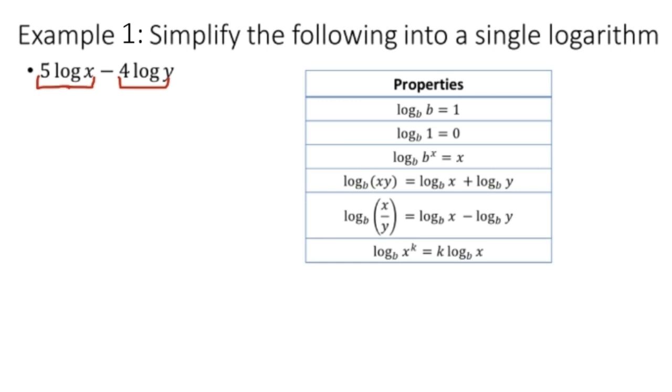If I take a look at my properties, the last property involves multiplying a number with a logarithmic expression, k log base b of x. To handle the multiplication, I can take k and raise it as a power of x. So applying our power rule, 5 log x is the same as log of x to the 5th, while 4 log y is the same as log of y to the 4th.